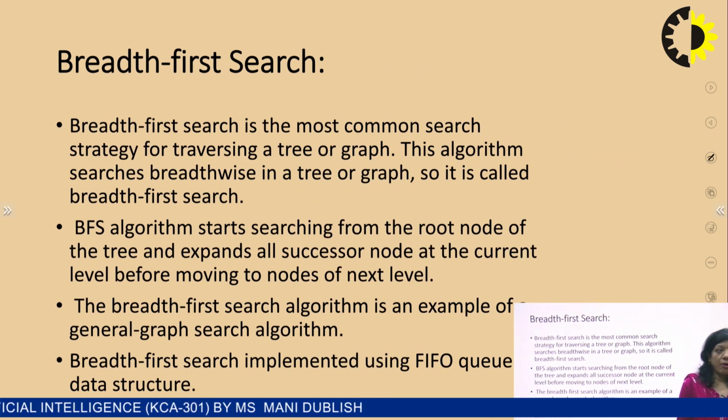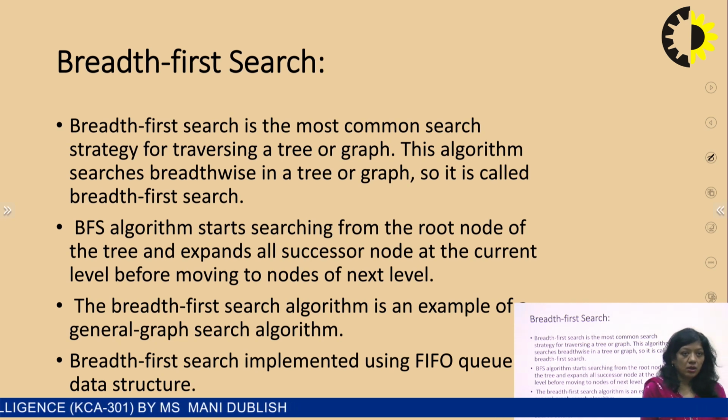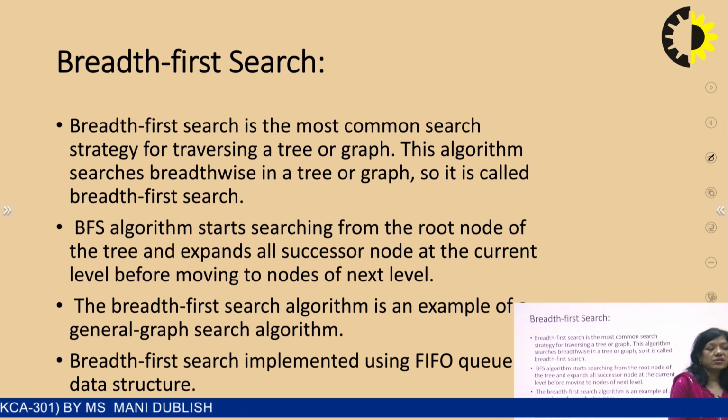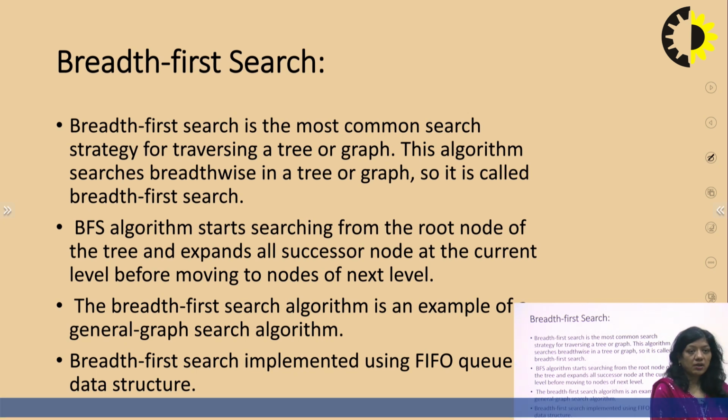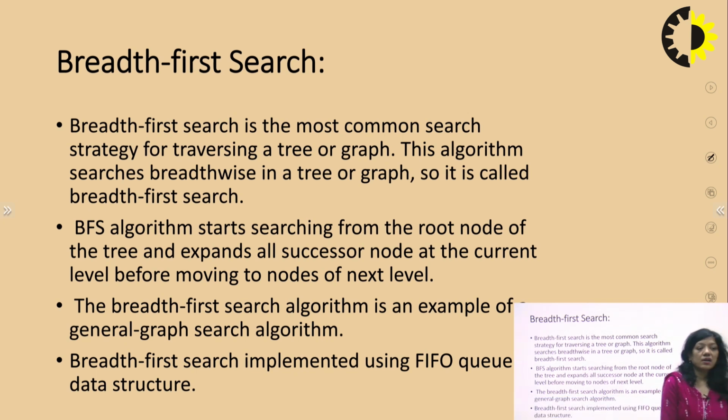Now, we will study what breadth first search is. Breadth first search is the most common search strategy for traversing a tree or a graph. This algorithm searches breadth-wise in a tree or a graph, so it is called breadth first search. Breadth first search starts searching from the root node of the tree and expands all successor nodes at the current level before moving to nodes of the next level. The breadth first search algorithm is an example of a general graph search algorithm, and BFS is implemented using a FIFO queue data structure.